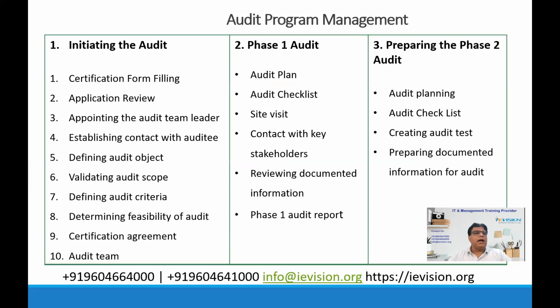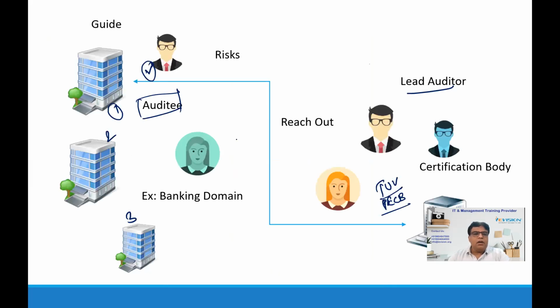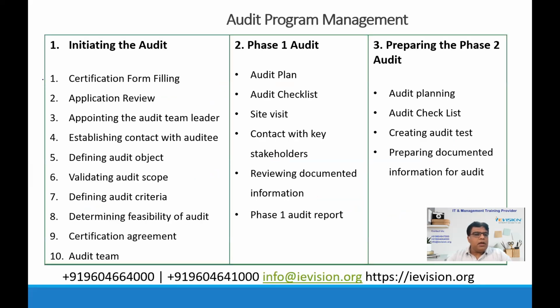The audit program has 6 key steps, but the actual audit is conducted in 2 phases, phase 1 and phase 2. When we say initiating the audit, the certification body will be approached by the auditee. They will be filling in a form, that means an inquiry form. Now, the certification body will receive the form. The application form filling will be done by the auditee. Application review will be performed by the certification body.